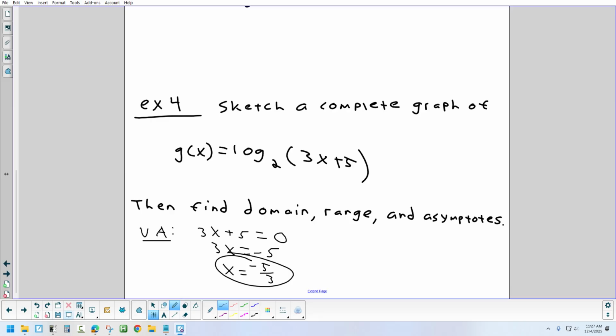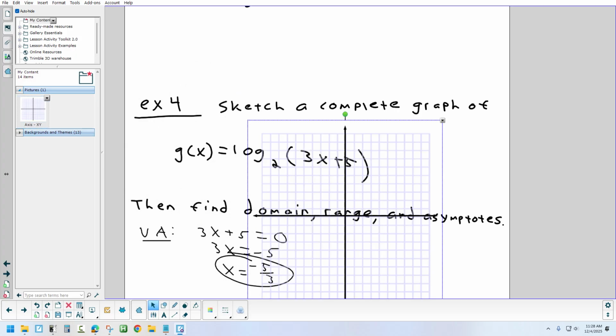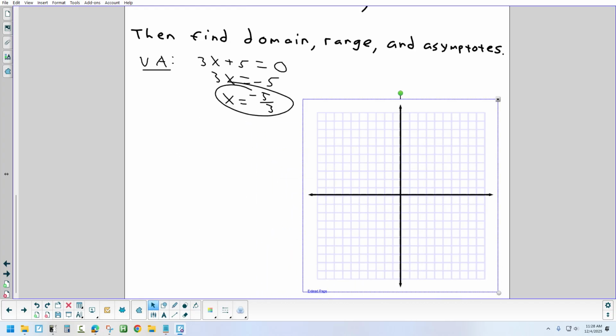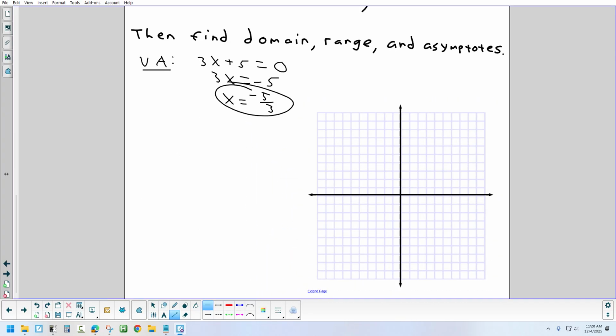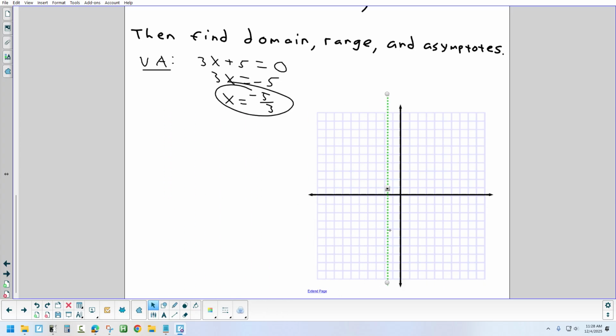It's going to be helpful to know the decimal when I graph that. What's negative 5/3 as a decimal? It's 1.6 repeating. Negative 1.6. Yeah. So let's put in a vertical asymptote. Negative 1.6. Maybe about right there.